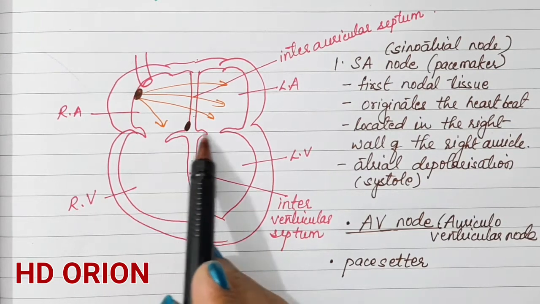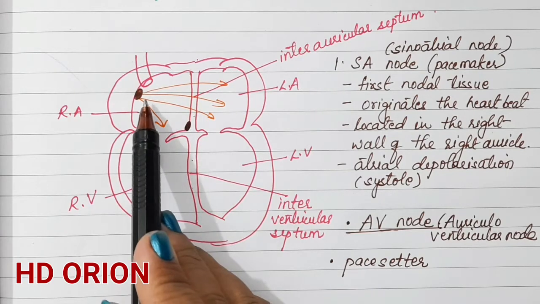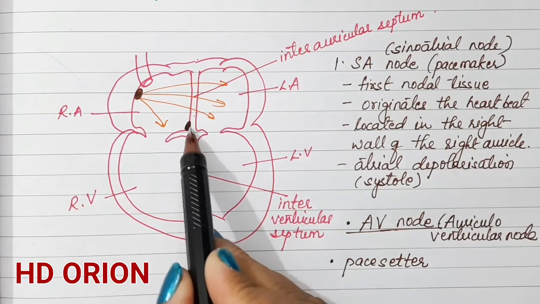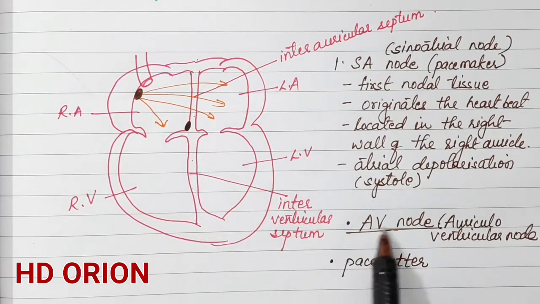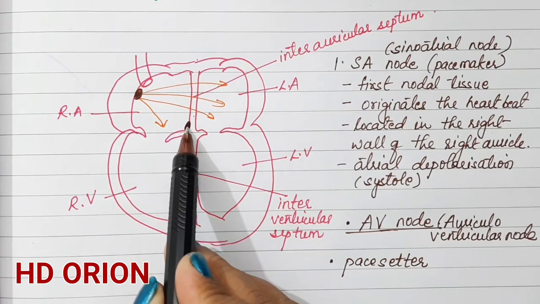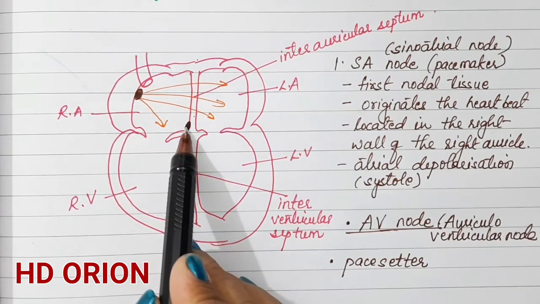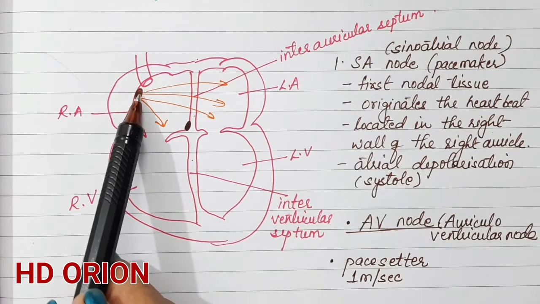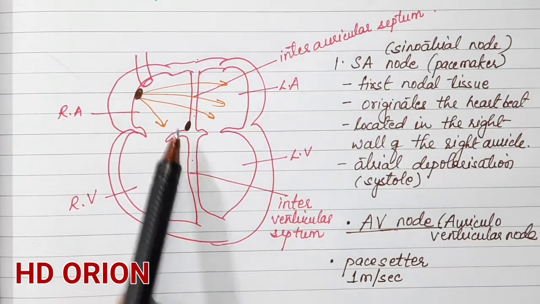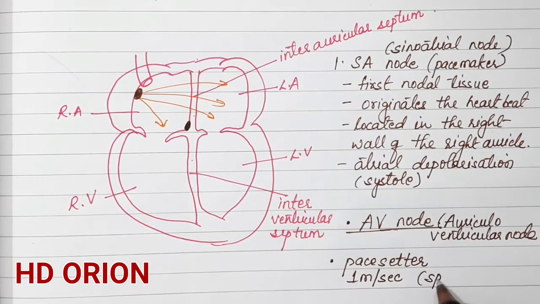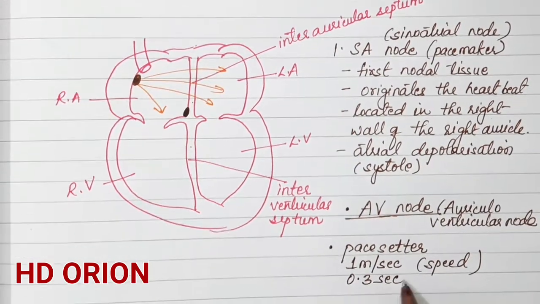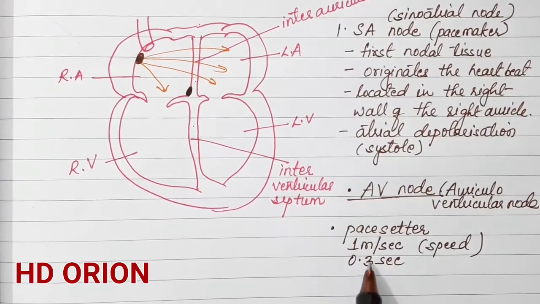Because there is a barrier between the auricles and the ventricles, the SA node cannot pass on the impulse directly to the ventricles. We require an intermediate nodal tissue, which is the AV node, the auriculoventricular node. The speed by which this impulse from the SA node reaches the AV node is 1 meter per second, and the time taken is almost 0.3 seconds.